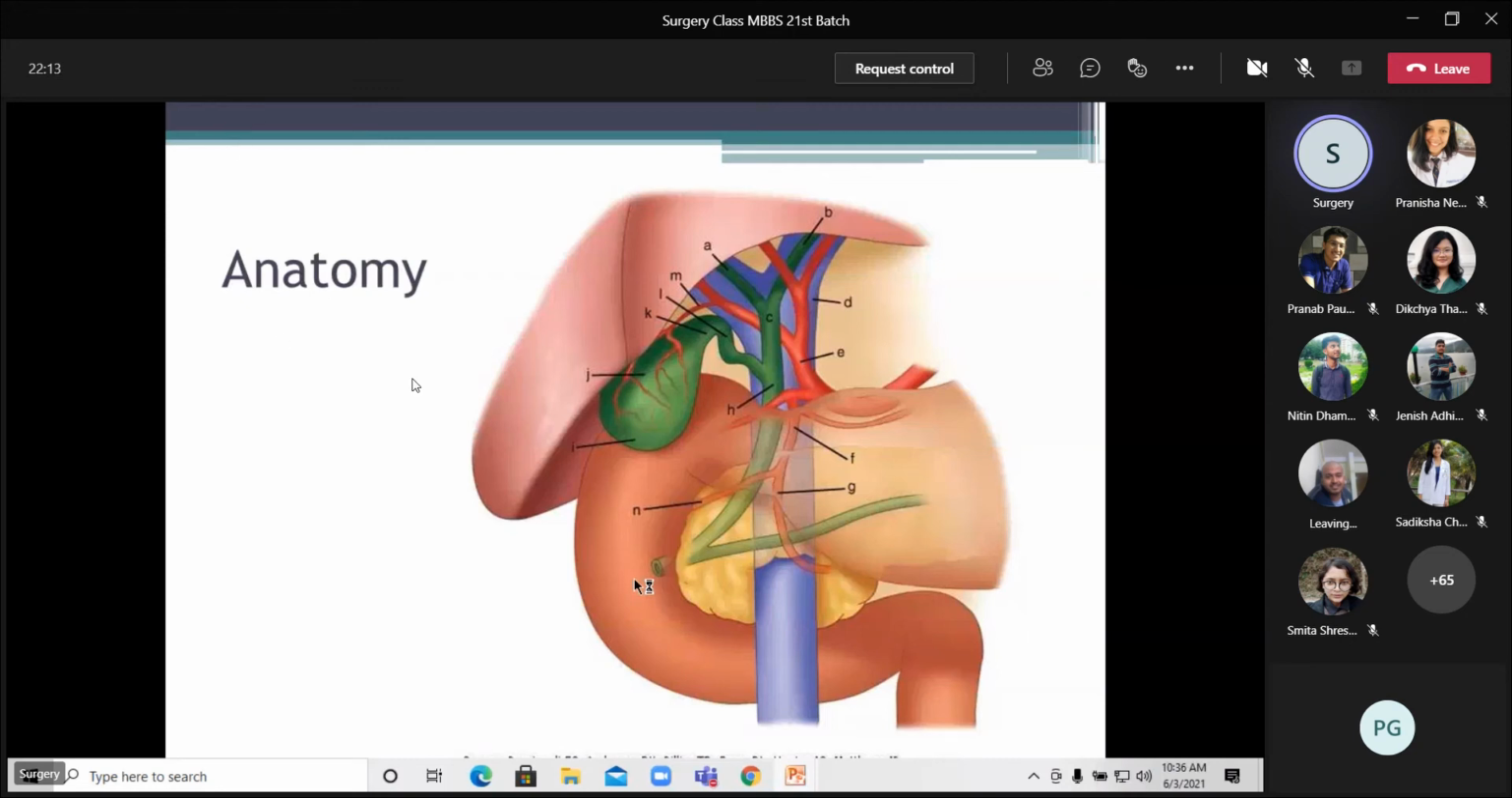About the anatomy of the biliary system, the hepatic arterial system, and the portal venous system. You can see the hepatic artery proper, before which is the gastroduodenal artery. So this is the gastroduodenal artery, a branch from the hepatic artery. After giving off the gastroduodenal branch, it forms the hepatic artery proper.